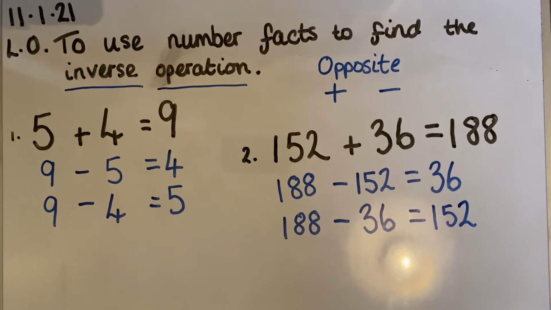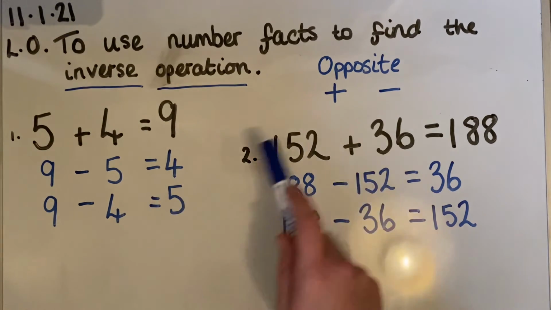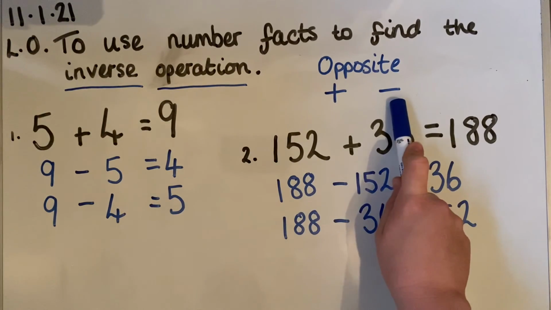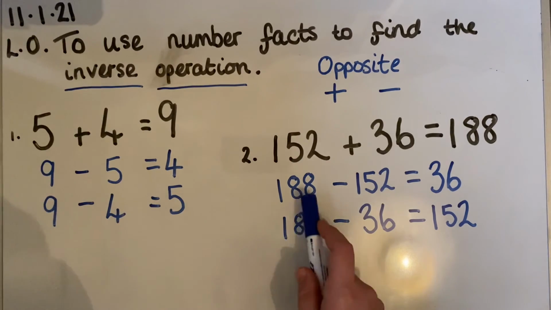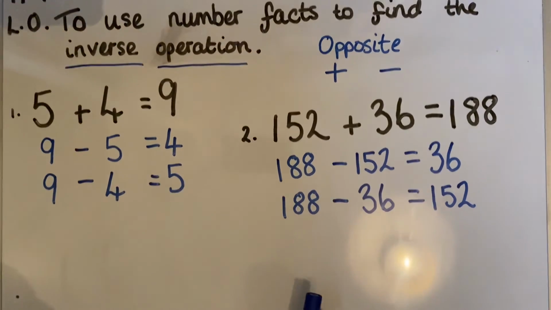Now, what you're going to do today is you are going to find the inverse operation sums, just like I have here on this, from the sums on your worksheet. Remember, the key things to remember are the opposite to adding is taking away. You can always find two sums from one by doing the inverse operation. When we're taking away, our biggest number needs to go at the start.